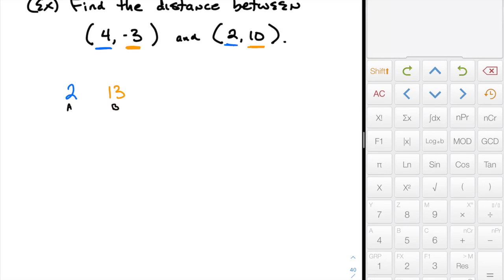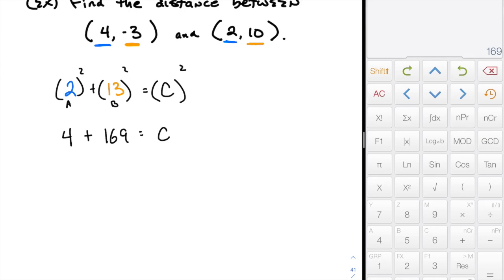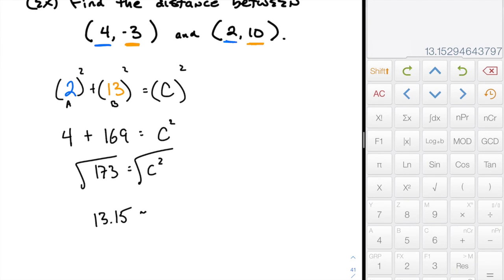What am I trying to find? I'm trying to find the C. So here we go. A squared plus B squared equals C squared. Pythagorean theorem. 2 squared equals 4. 13 squared is 169. And C squared is our unknown. 169 plus 4 is 173. Is C squared. Square root to both sides. And we're done. 13.15 is the approximate value for C.